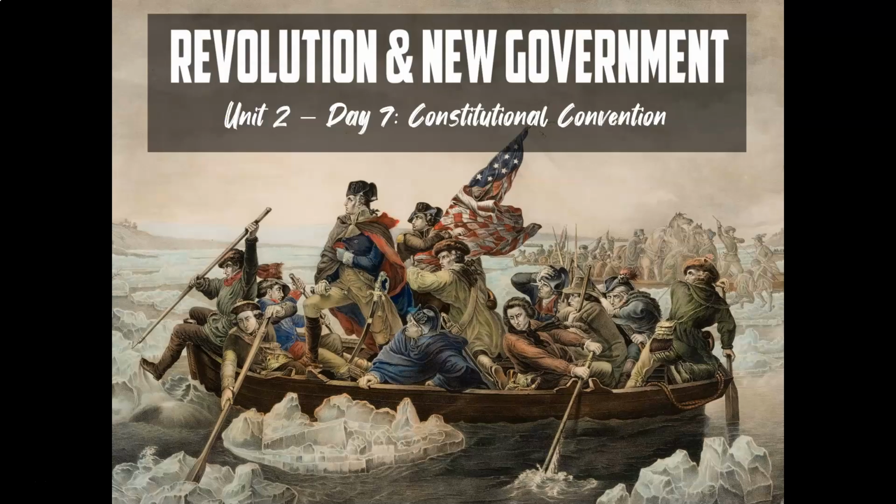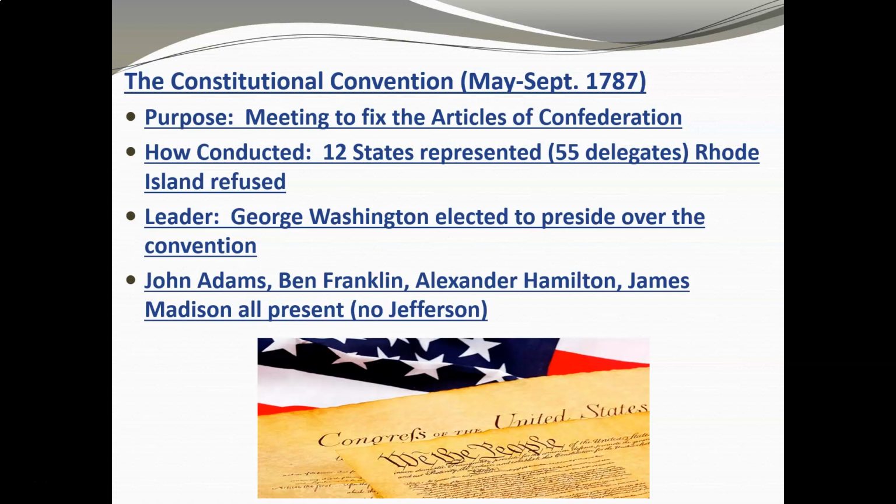Today, we're going to be talking about the Constitutional Convention. The Constitutional Convention was a meeting to try and fix the Articles of Confederation. The meeting was conducted using 55 delegates from 12 different states. Rhode Island refused. They actually liked the Articles of Confederation, and for good reason. Their leader was George Washington, who was elected to preside over the convention.